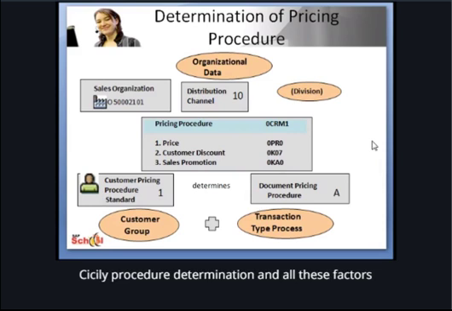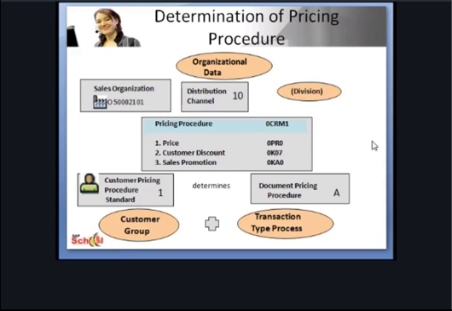Essentially, the pricing procedure determination involves various factors. For example, the sales organization, the distribution channel, the indicator field on the document, which is called the document pricing procedure, assigned to the transaction type, and a customer pricing procedure, which again can be used for customers that are, for example, VAT exempt, and so on and so forth.